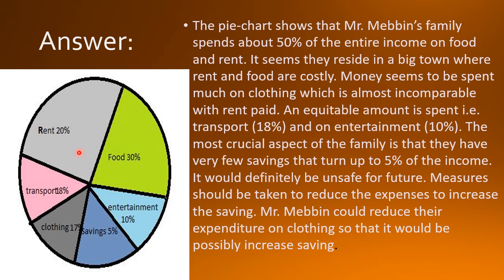An inequitable amount is spent on transport and on entertainment. The most crucial aspect of the family is that they have very few savings, which amount to 5% of the income. So it would definitely be unsafe for the future. Measures should be taken to reduce the expenses to increase the savings. So Mr. Mebin could reduce the expenditure on clothing so that it would possibly increase savings. So this is the answer for the question.